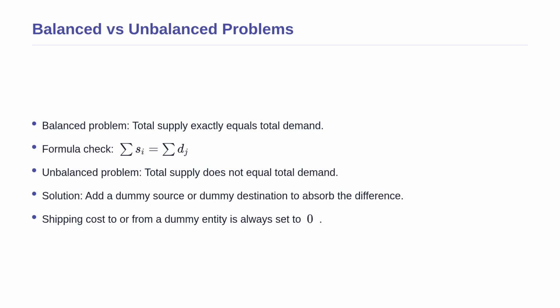However, real life is rarely this perfect. Often, factories produce more than people want to buy, or vice versa. When total supply does not equal total demand, we call it an unbalanced problem.